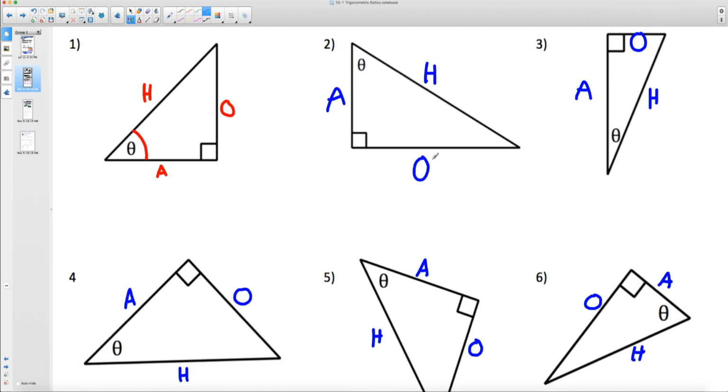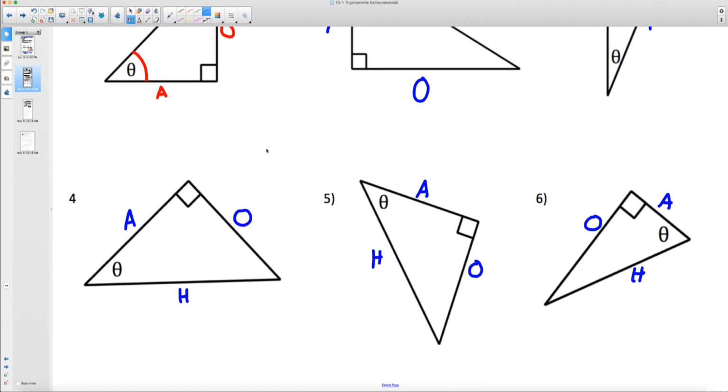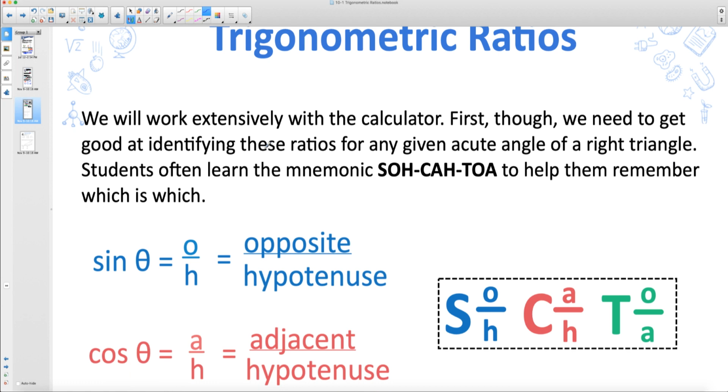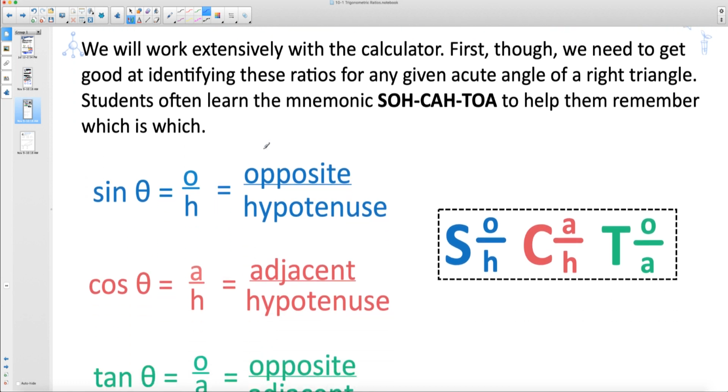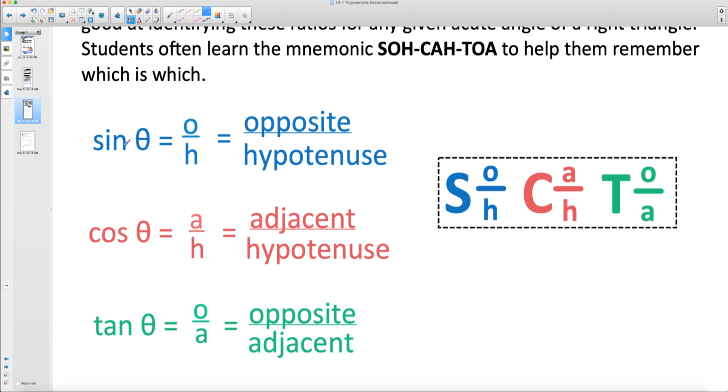So here are the answers that you should have gotten. Okay. So again, we are going to look specifically at these 3 ratios: sine, cosine, and tangent. Sine is the ratio of the opposite side over the hypotenuse. Cosine is adjacent over hypotenuse. Tangent is opposite over adjacent.